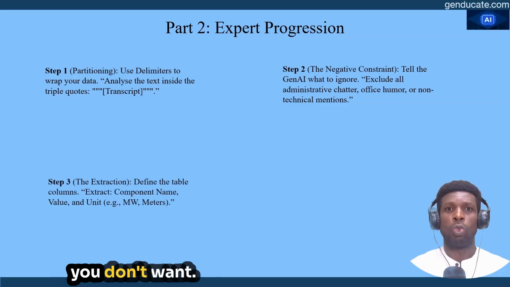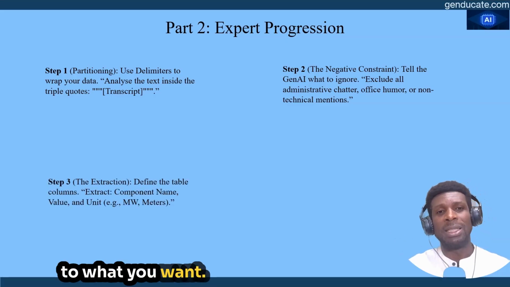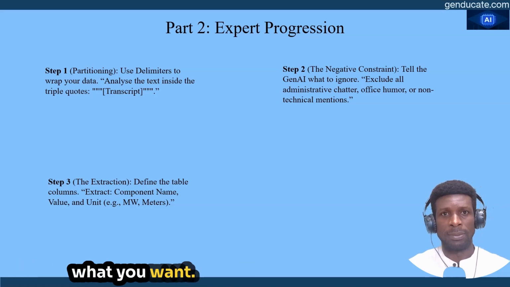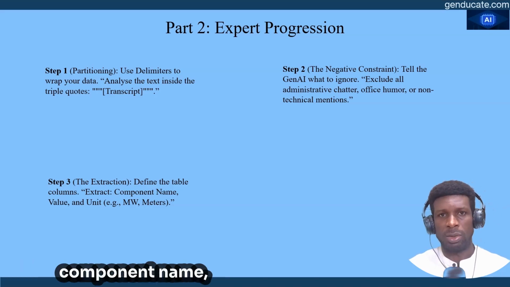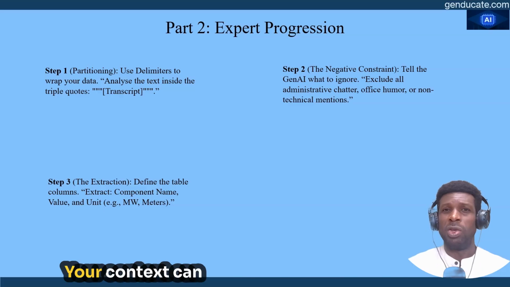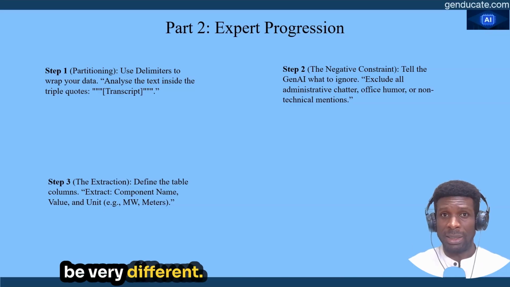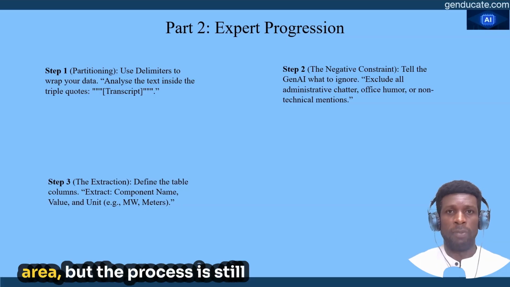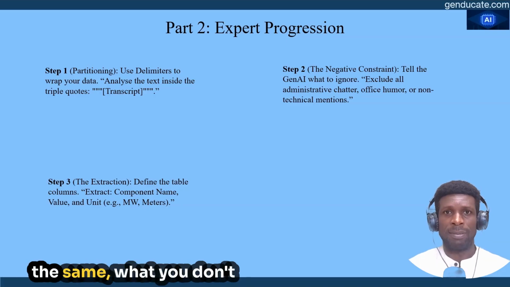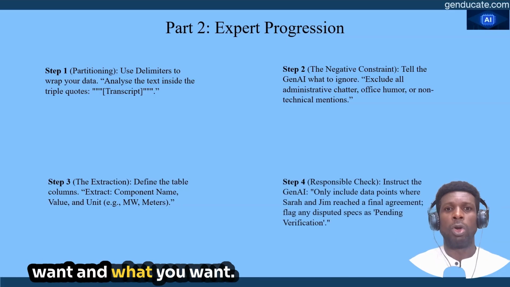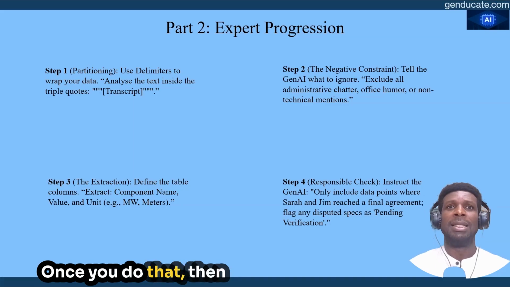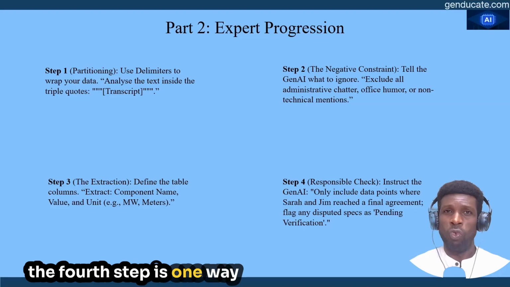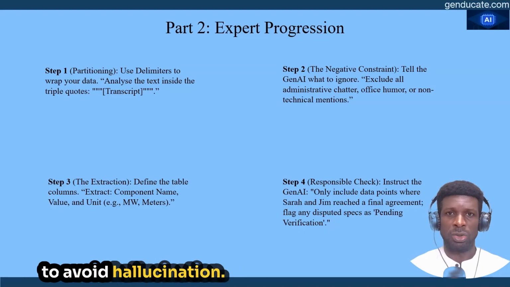You start with what you don't want. Then you move on to what you want. You've already told generative AI about what you don't want, so you move on to what you want. Here, we have extract component name, value, and unit. Your context can be very different. You can have a different document in a different area, but the process is still the same: what you don't want and what you want. Once you do that, then the fourth step is one way to avoid hallucination.